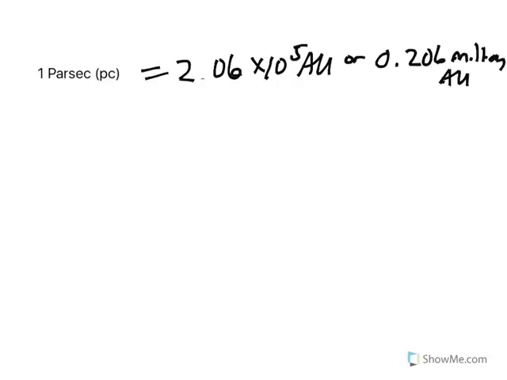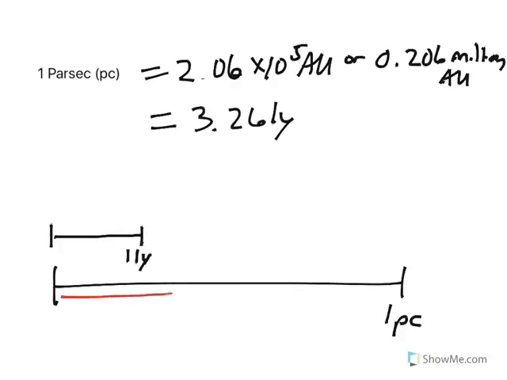The next unit we're going to look at is a parsec. A parsec is a very long or very large unit. 1 parsec is equal to 2.06 times 10 to the 5th AU, or about 0.2 million AU. It is a very, very large unit. A parsec is also equal to 3.26 light years. So light would have to travel 3.26 years to reach the distance of a parsec.